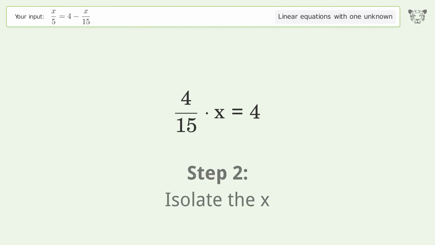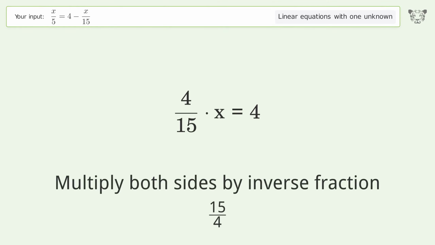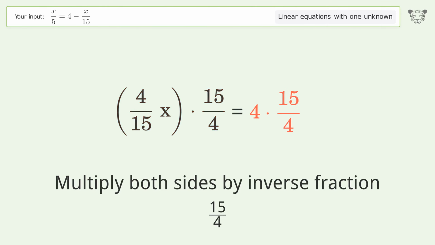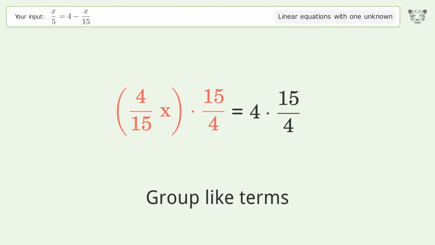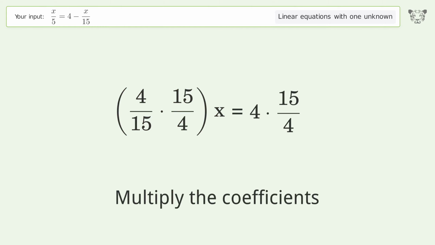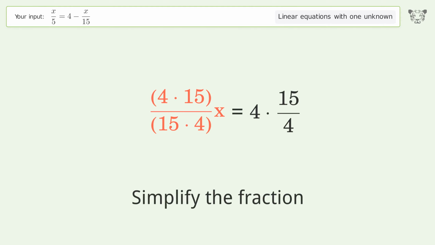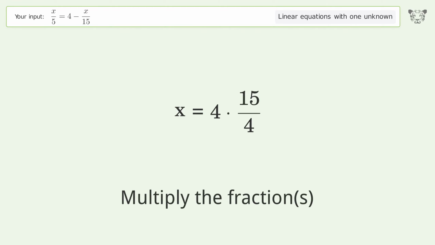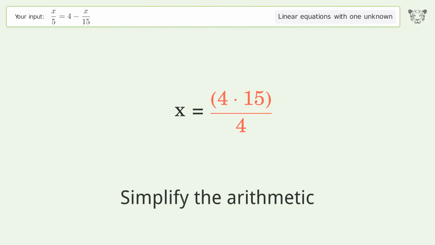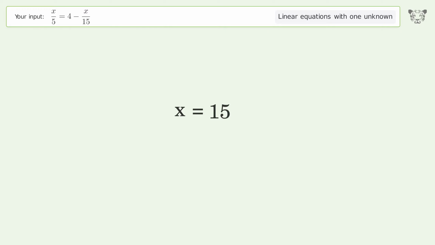Isolate the x. Multiply both sides by the inverse fraction, 15 over 4. Group like terms. Multiply the coefficients. Simplify the fraction. Multiply the fractions. Simplify the arithmetic. And so the final result is x equals 15.